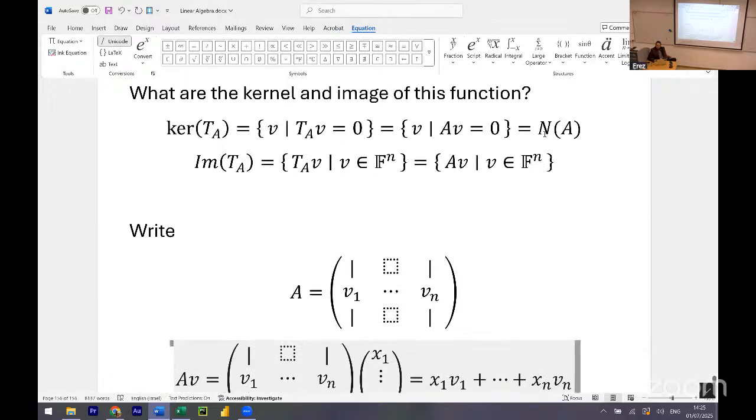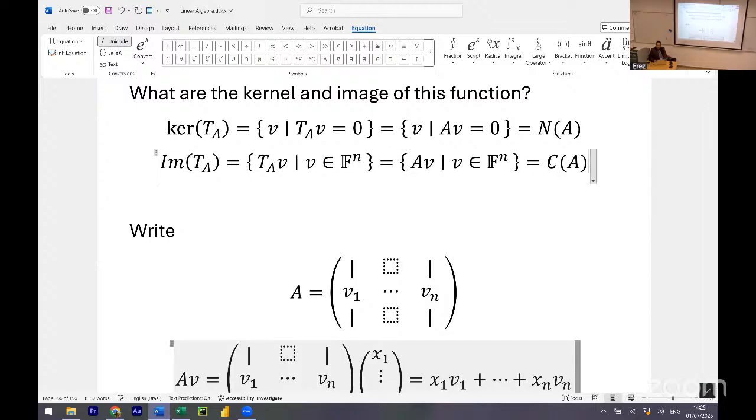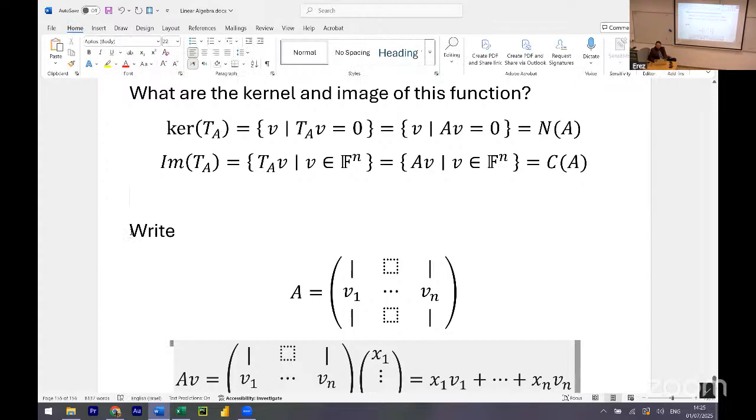So the answer finally: the image is the column space. It's not the base, it's the column space, exactly. And I'll just write that as an explanation. So the kernel of the linear transformation is the null space, and the image of the linear transformation is the column space. So we learned all this stuff about matrices, and now we see them with linear transformations.